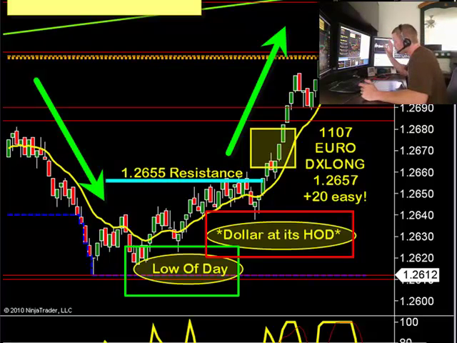You need to know: is the euro at the low? Is the dollar at the high? That's all you need to know. Once I know that, then I begin looking for this euro trade.